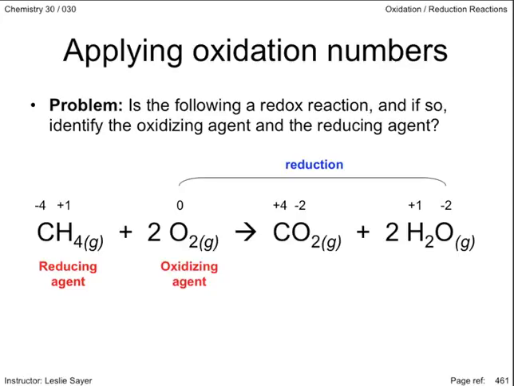Oxygen, on the other hand, is in the elemental form on the reactant side and so has an oxidation number of 0. On the product side, either as part of a carbon dioxide molecule or the water molecule, oxygen has an oxidation number of -2. Oxygen has then gained electrons and so is reduced. The substance being reduced is the oxidizing agent.